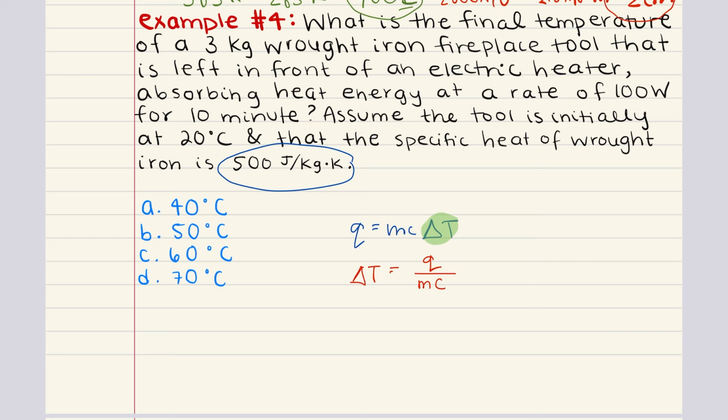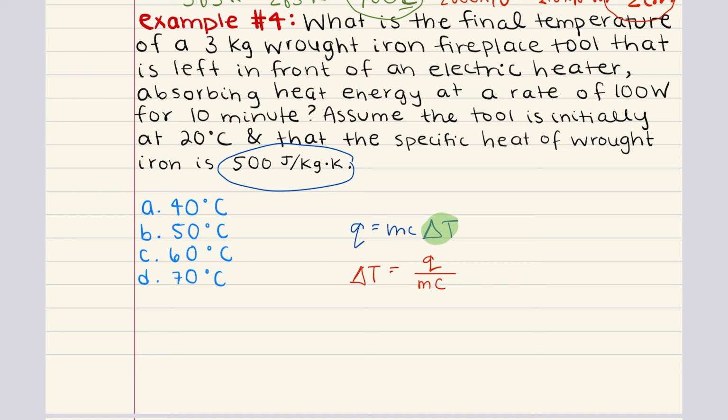Now we have the mass and we have the specific heat capacity, but we're not directly given the heat energy absorbed or released. But we can actually calculate it from the information we're given about the power. The heat energy absorbed by the tool can be calculated using the power of the heater and the time for which it operates.